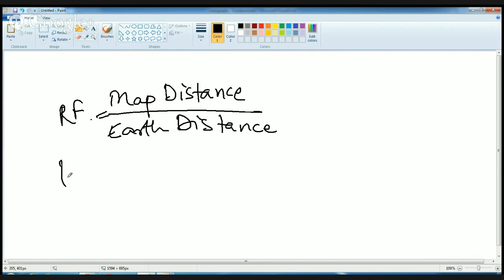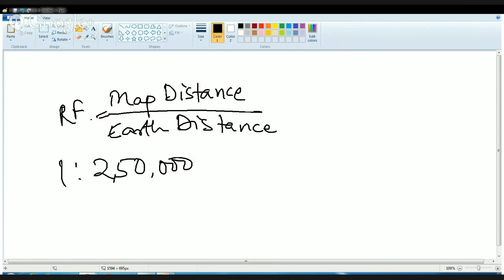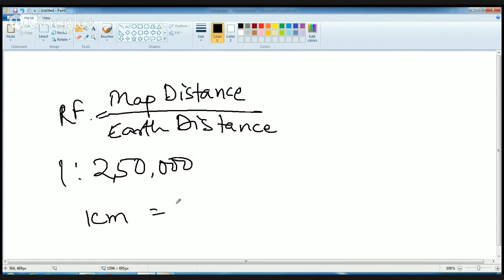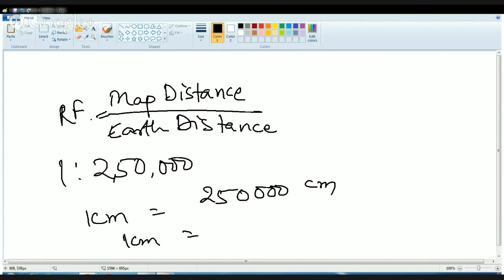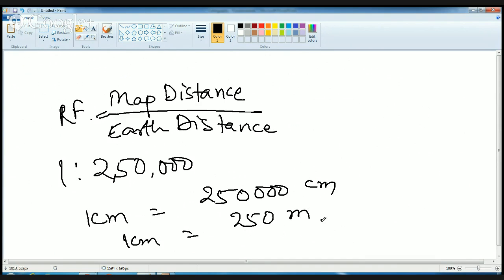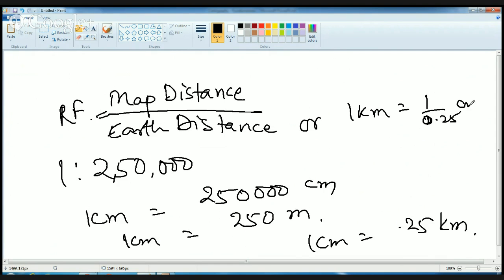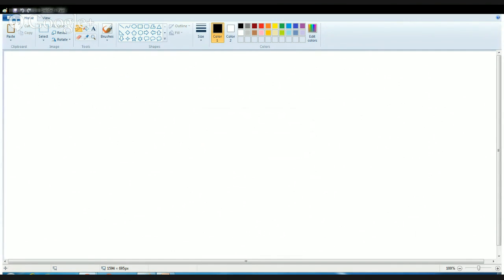So if I say 1 is to 2,50,000, what do I mean? I can say 1 centimeter on the map is equal to 250,000 centimeters on ground. So 1 centimeter is equal to 250 meters. Or I can say 1 centimeter is equal to 0.25 kilometers, or I can say 1 kilometer is equal to 1 upon 0.25 centimeters, that is equal to 4 centimeters on ground. So these are the various ways of understanding the mapping.